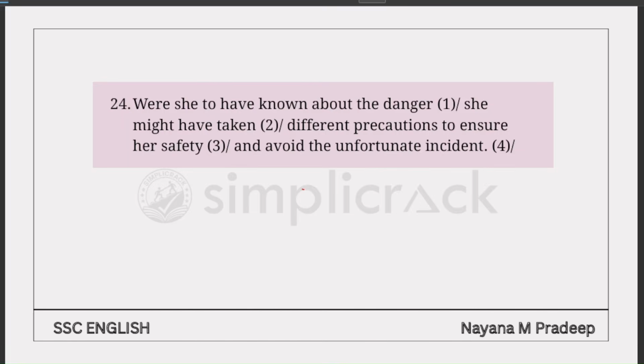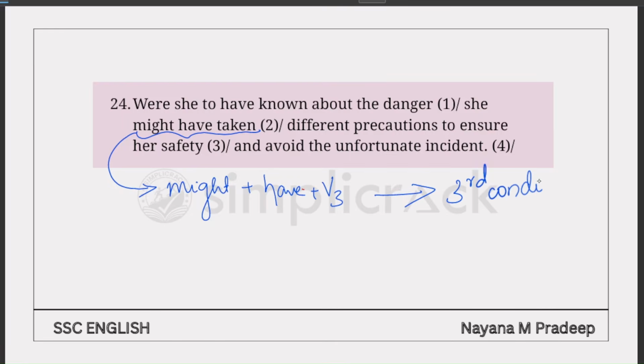Now, next question. Were she to have known about the danger, she might have taken different precautions to ensure her safety and avoid the unfortunate incident. Here, when you look at the second part of the sentence, might have taken, you identify that it is in the format might plus have plus V3. Where do we use the structure? This is used in the third conditional, or the type 3 conditional sentence.